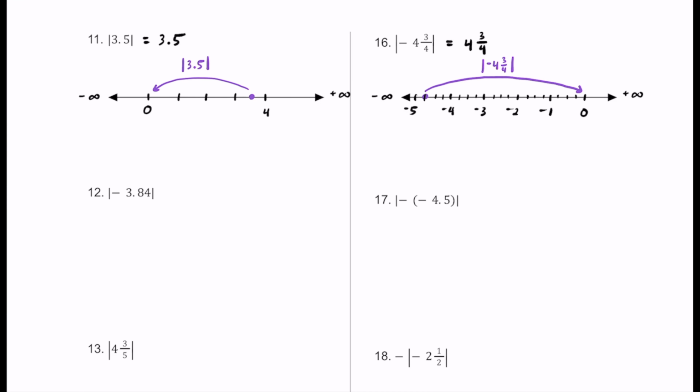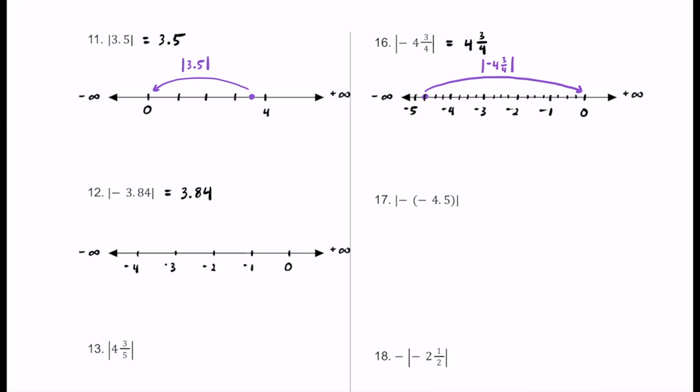For number 12, we have the absolute value of negative 3.84, or negative 3 84/100ths. And so that absolute value, or that distance from 0, is just going to be 3.84. Looking at this on a number line, we have a negative 3.84, so let's put 0 somewhere over here to the right. Maybe we only have to go to negative 4, but we have to estimate where this decimal would be. But maybe here's negative 1, here's negative 2, here's negative 3, and then maybe here's negative 4.